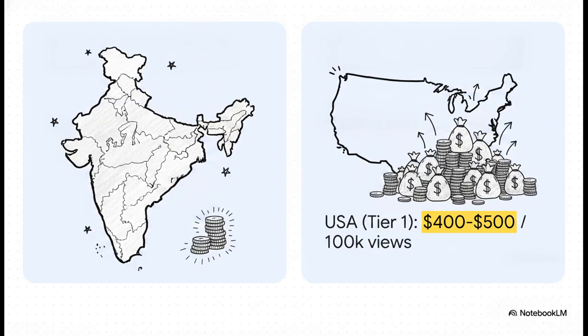Look, the financial contrast between different regions is honestly shocking. Let's put this into perspective. If you're running a channel in a Tier 2 market, say India, for instance, you might see an earning potential of around $60 to $80 for every 100,000 views. But if you shift that exact same target audience to a Tier 1 market like the USA, boom, those exact same 100,000 views can yield anywhere from $400 to $500. It is a staggering difference, and it completely changes the entire economics of being a creator.